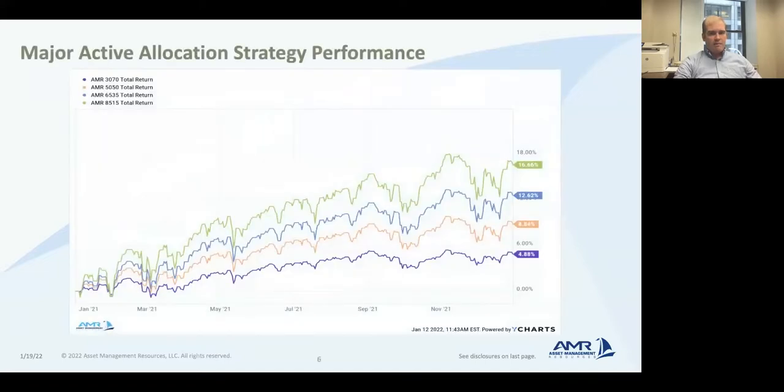For our major active allocation strategies, we are very pleased with the performance we saw after fees: 16.66% for our 85-15 model portfolio, 12.62% for the 65-35 active allocation model, 8.84% for the 50-50 model, and for the 30-70, 4.88% for 2021. One of the things I want to highlight in this chart is the relative volatility.